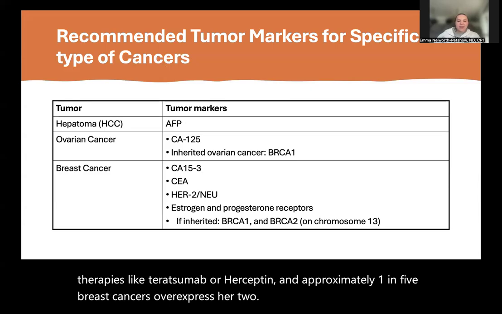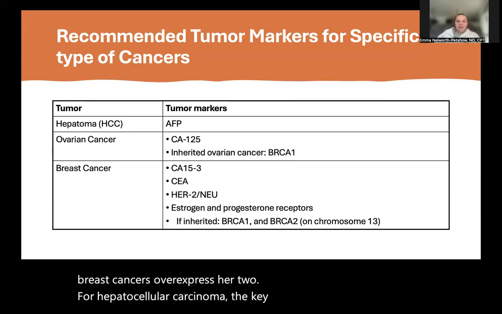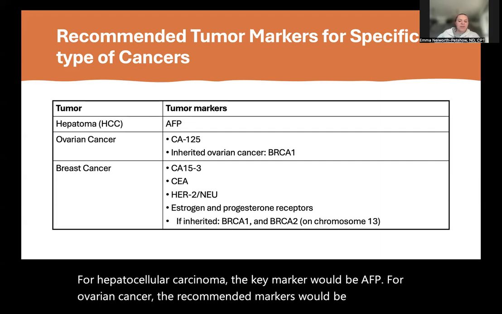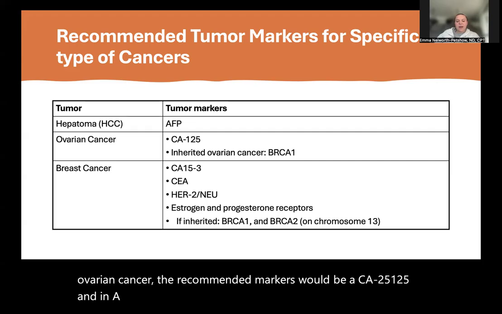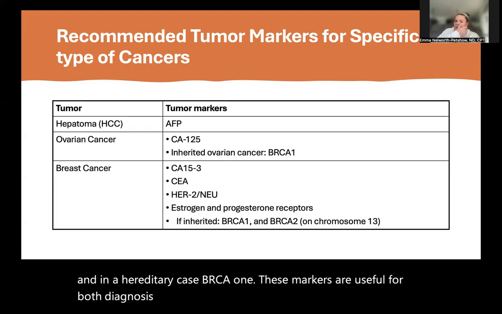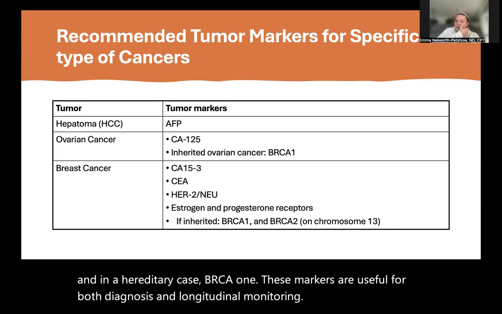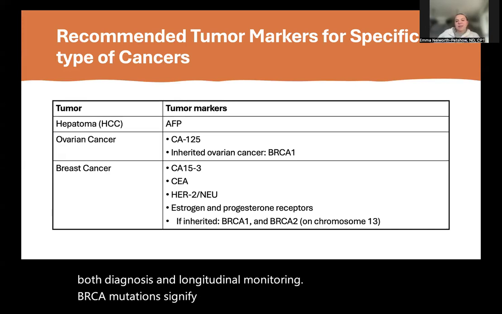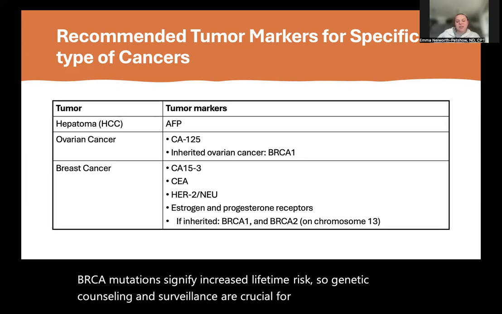For hepatocellular carcinoma, the key marker would be AFP. For ovarian cancer, the recommended markers would be CA-125 and, in a hereditary case, BRCA1. These markers are useful for both diagnosis and longitudinal monitoring. BRCA mutations signify increased lifetime risk, so genetic counseling and surveillance are crucial for prevention and early intervention.